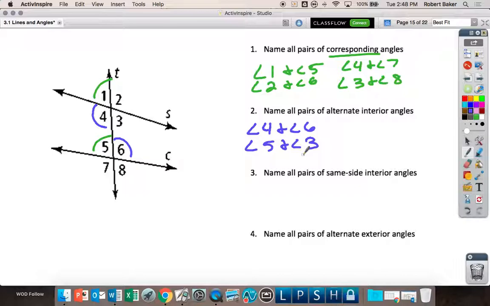Then it says name all the pairs of same side interior angles. Angle 4 and angle 5, and angle 3 and angle 6. Well, but angle 4 and angle 5 are already colored. They can be multiple things. See how 4 is purple and 5 is green? And I just colored over them, now they're both orange? That's possible, we can do that. So angle 4 and angle 5, yes. The other one would be angle 3 and angle 6.